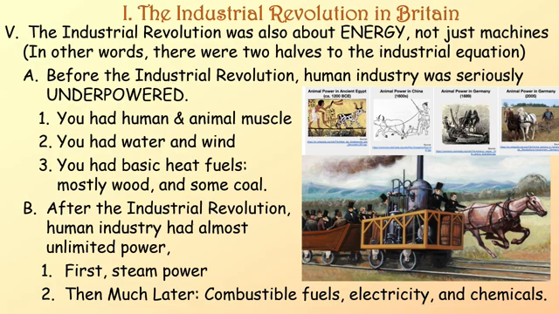In other words, there were two halves to the industrial equation. Before the Industrial Revolution, human industry was seriously underpowered. You had human and animal muscle. You had water and wind power. You had basic heat fuels, mostly wood, some coal. And after the Industrial Revolution, human industry had almost unlimited power. First, steam power, and then later, combustible fuels, electricity, and chemicals.